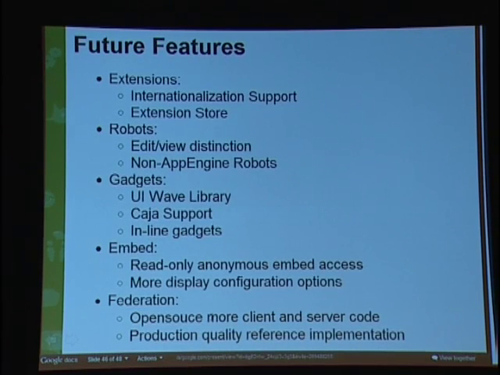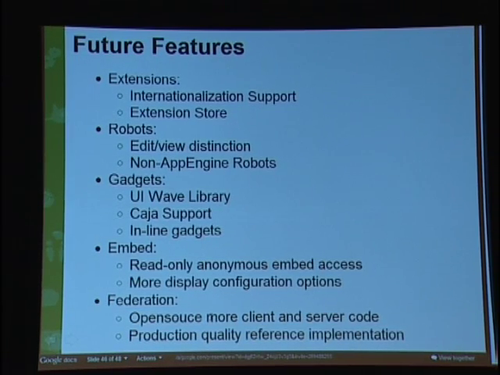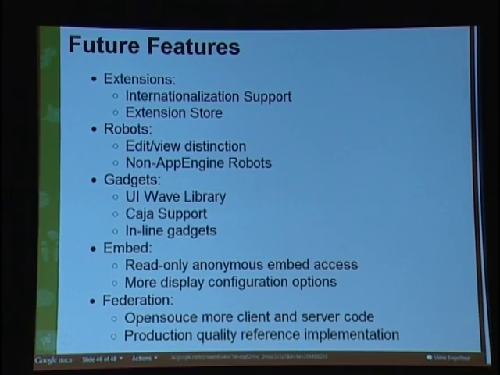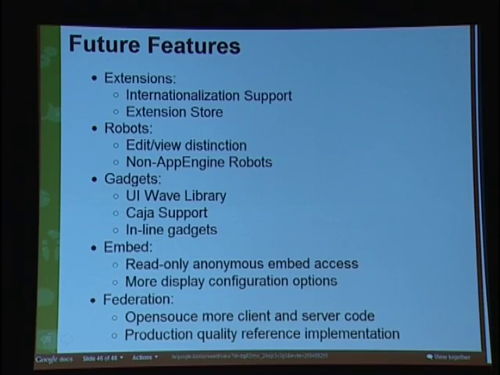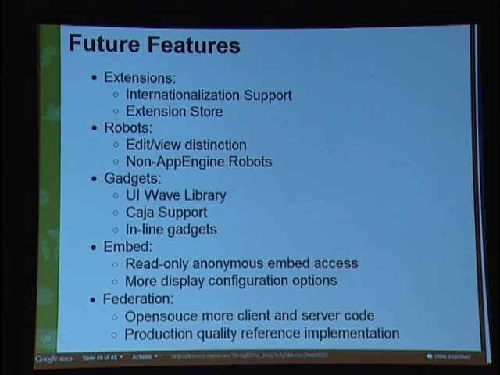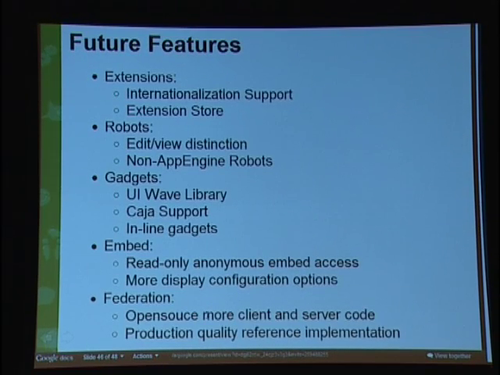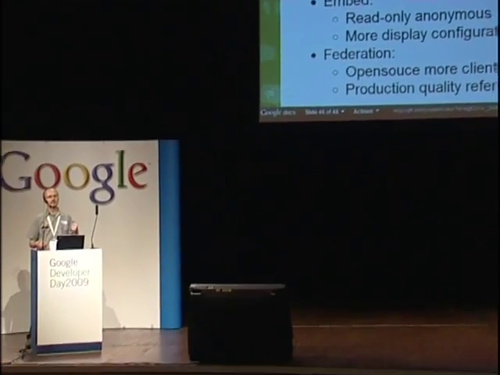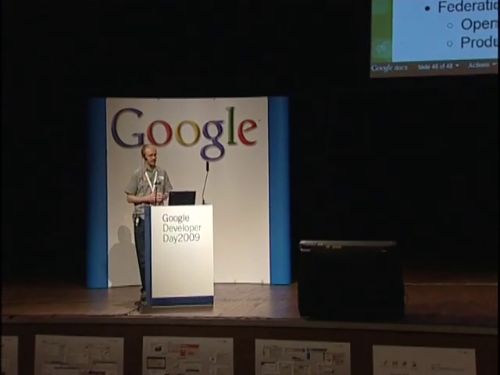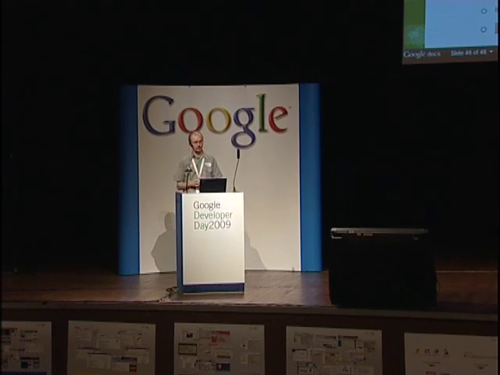In gadgets, we'd like to develop a UI wave library, which will help you to make gadgets wavier, meaning that if you have text within the gadget, the text will be editable with the same concurrency and in the same way as in the normal wave text. Currently, it's impossible to set a cursor and type and see the updates live in other clients within the gadgets. So, the UI wave library will help with that.